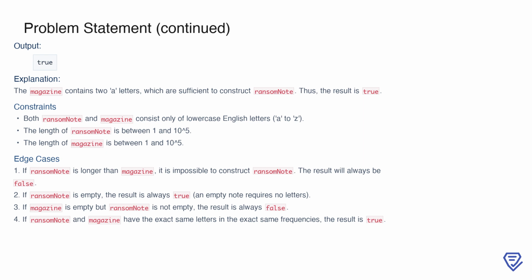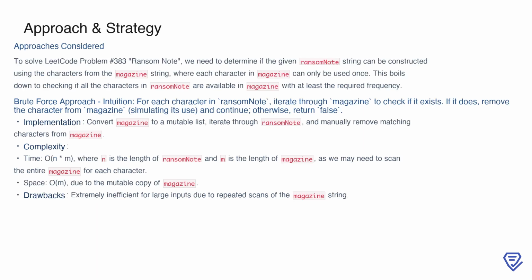Now, let's consider a few constraints and edge cases. First, if the ransom note is longer than the magazine, it's impossible to construct, and the result will always be false. If the ransom note is empty, the result is always true because no letters are needed. On the other hand, if the magazine is empty but the ransom note isn't, the result is always false. Finally, when the ransom note and the magazine have the exact same letters and the same frequencies, the result will be true.